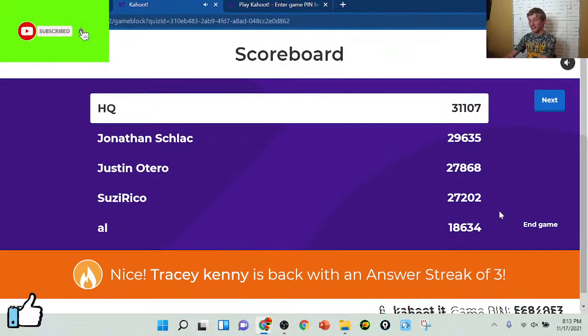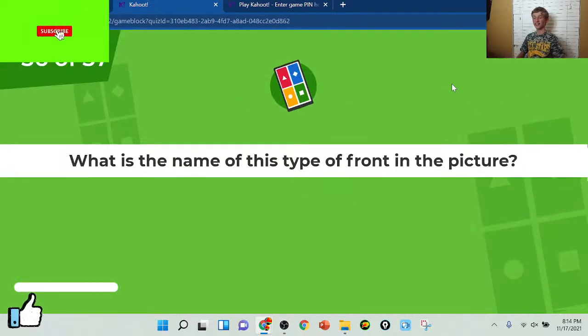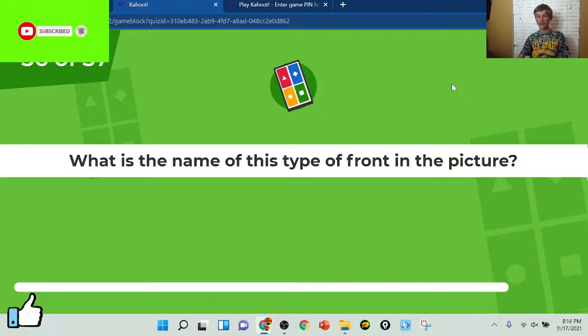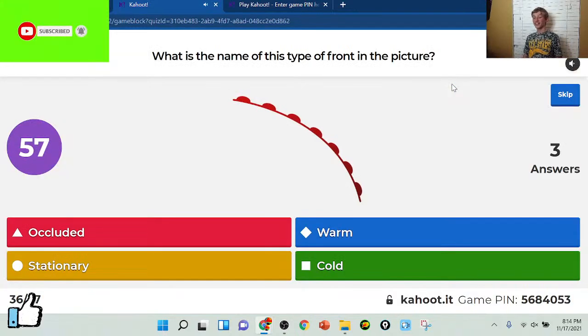All right, Miss Tracy Kenny is coming back with 3 in a row. Very good job. Second to last question. This is the last type of front that I will be explaining. Is this an occluded front, a warm front, a stationary front, or a cold front?